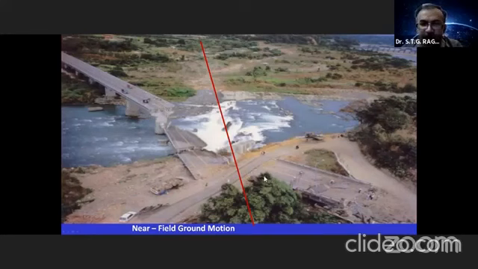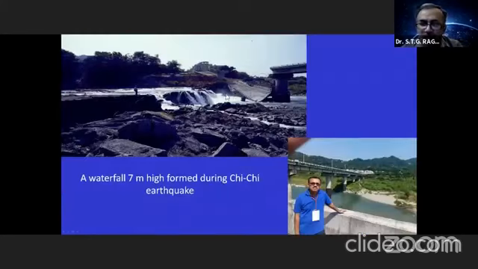And the same figure, if you see from this side, the same bridge, you can see there is a 7-meter waterfall that has formed during this earthquake. You can see the houses are all fine, the piers are all fine, only the girders have collapsed actually. Okay, so now I visited Taiwan last year. What they have done there is, they have repaired this bridge. The piers, they have not touched anything. Simply they have constructed the girder.